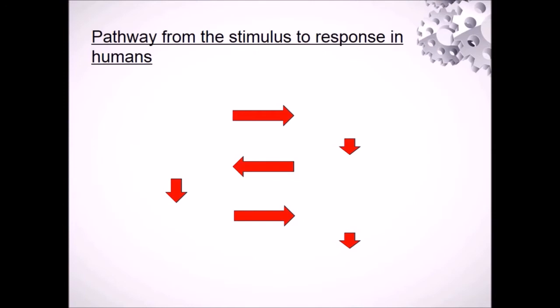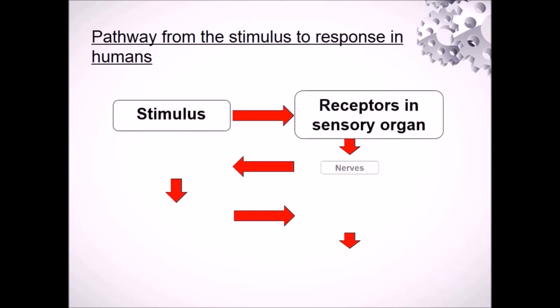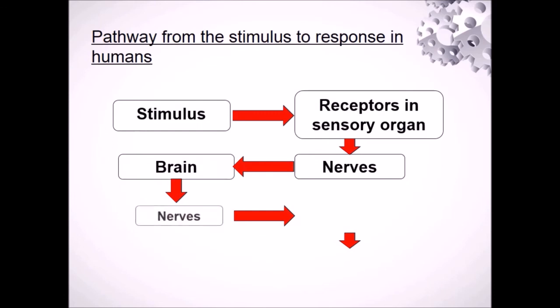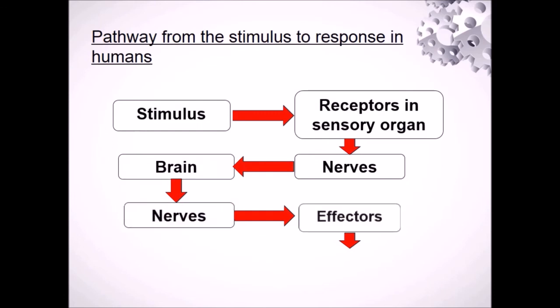In general, the pathway from stimulus to response in humans will be stimulus, receptor in sensory organ, nerve, brain, nerve, effector, and finally response.